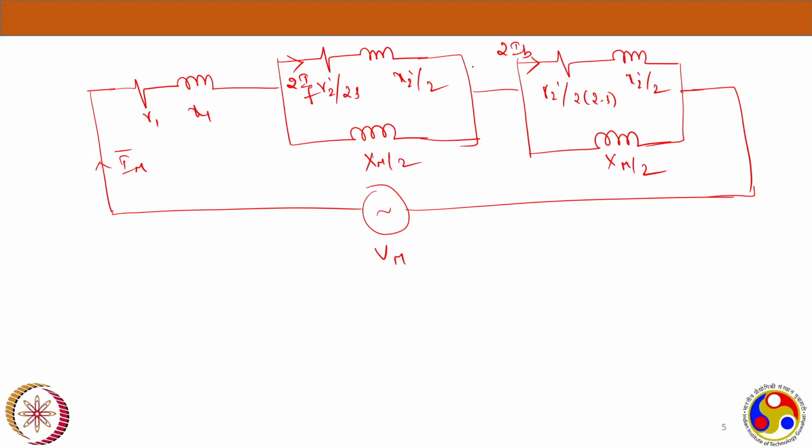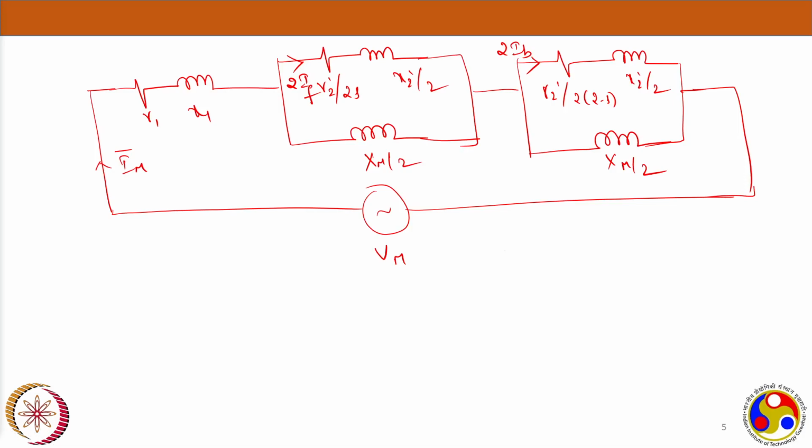The reason also you must relate. Previously it is Im by 2. Now Im by 2 became Im. So IF and IB will become 2IF and 2IB. So this is the final equivalent circuit for our single phase induction motor. So let's calculate our torque and also air gap power in the circuit.